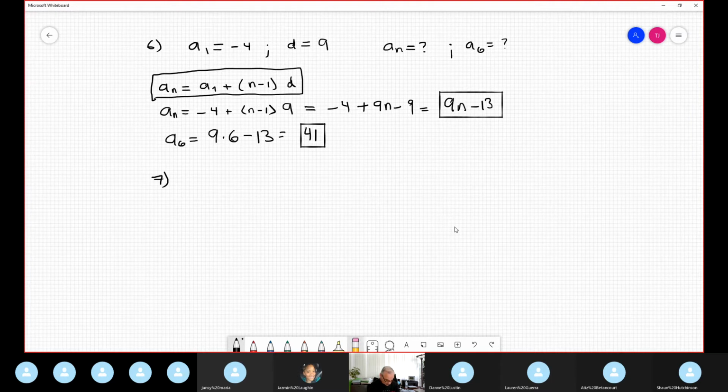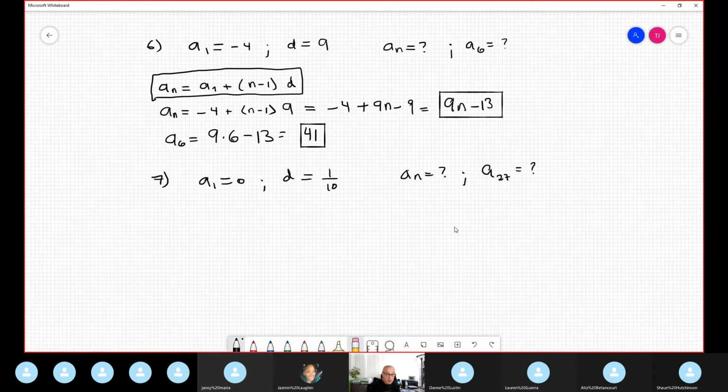Number 7 is similar. A1 is 0, and d is 1 over 10. It's a fraction. Okay, no problem. Remember, in general, this number is any real number: positive, negative, fraction, decimal. The question is the same: I need to find the A sub n formula and A sub 27. When you have the formula, you just plug in 27 and that's it.